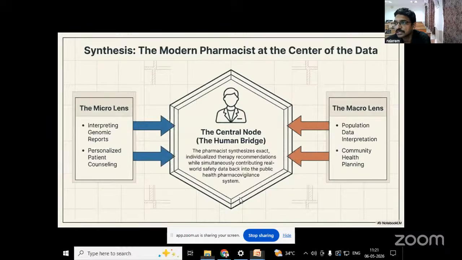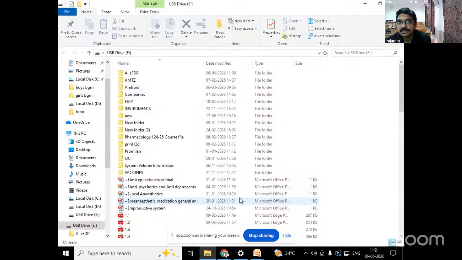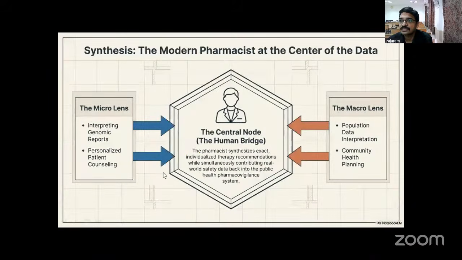So next, the central node, or the major objective of the syllabus, would be the human bridge. Through the syllabus, we are enabling students to integrate different data available. What are the different analytical methods available in AI and machine learning, and how they will be important in forecasting different epidemiology, and also integrating AI into healthcare.